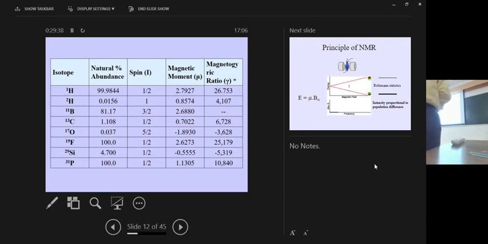You see, sensitivity wise, proton is the highest. Then comes phosphorus, next highest in terms of the gyromagnetic ratio and the magnetic moment. And then comes carbon 13, and nitrogen 15 is later. Of course, fluorine is also very highly sensitive.